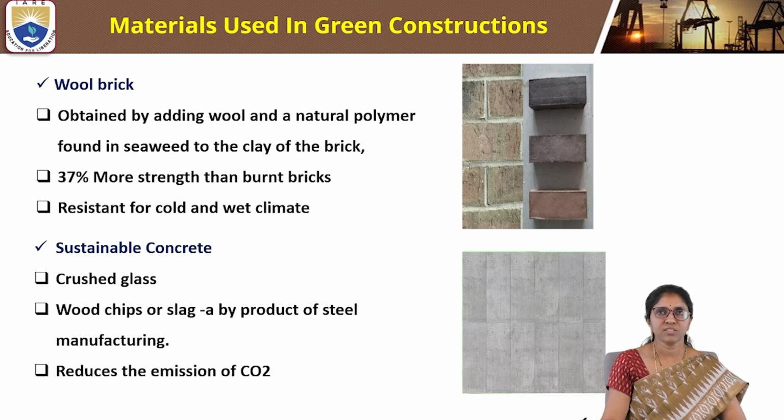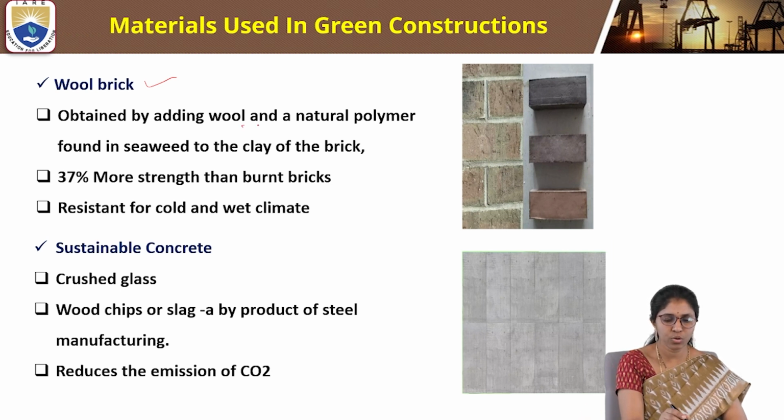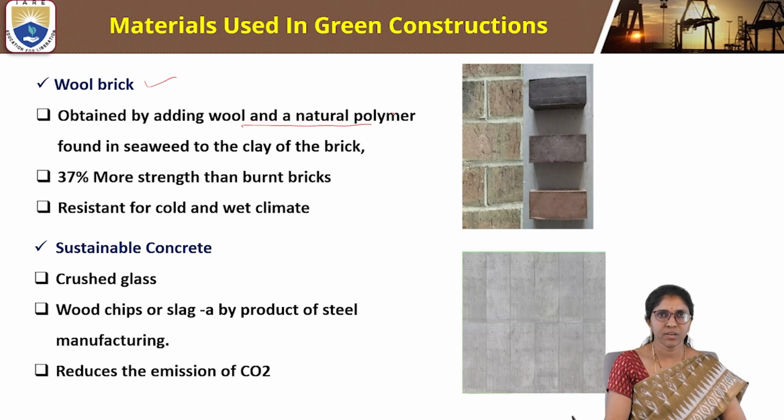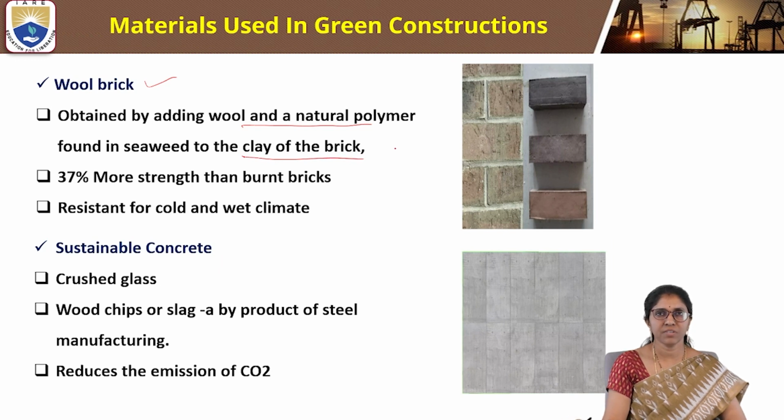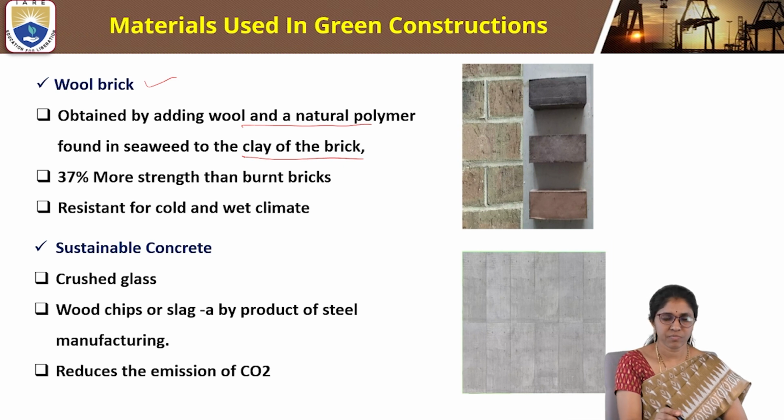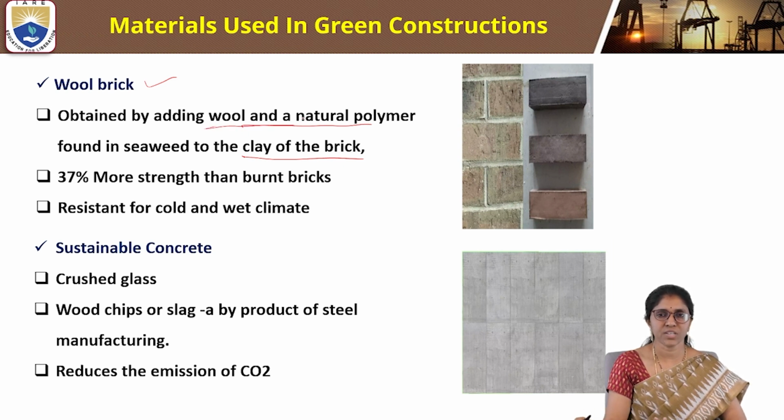So what are the materials used in green constructions? The first one is whole bricks. These are obtained by adding whole, a natural polymer found in seaweed, to the clay of the brick. While making the bricks, we can use the clay, and in that clay we have to add whole, a natural polymer found in seaweed.